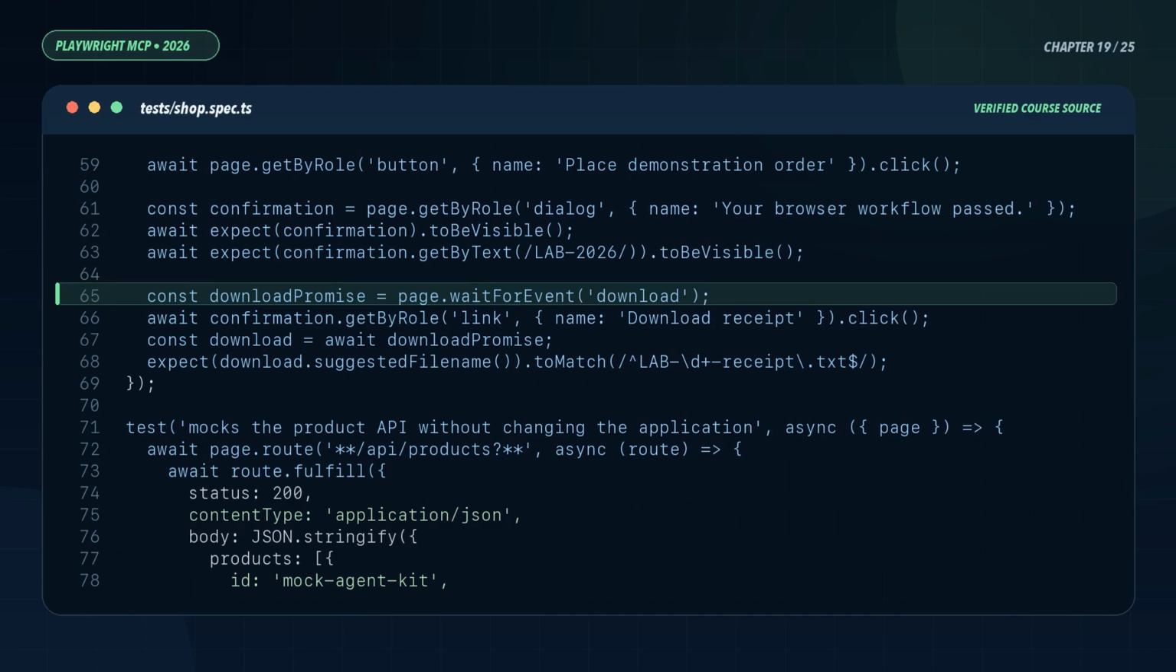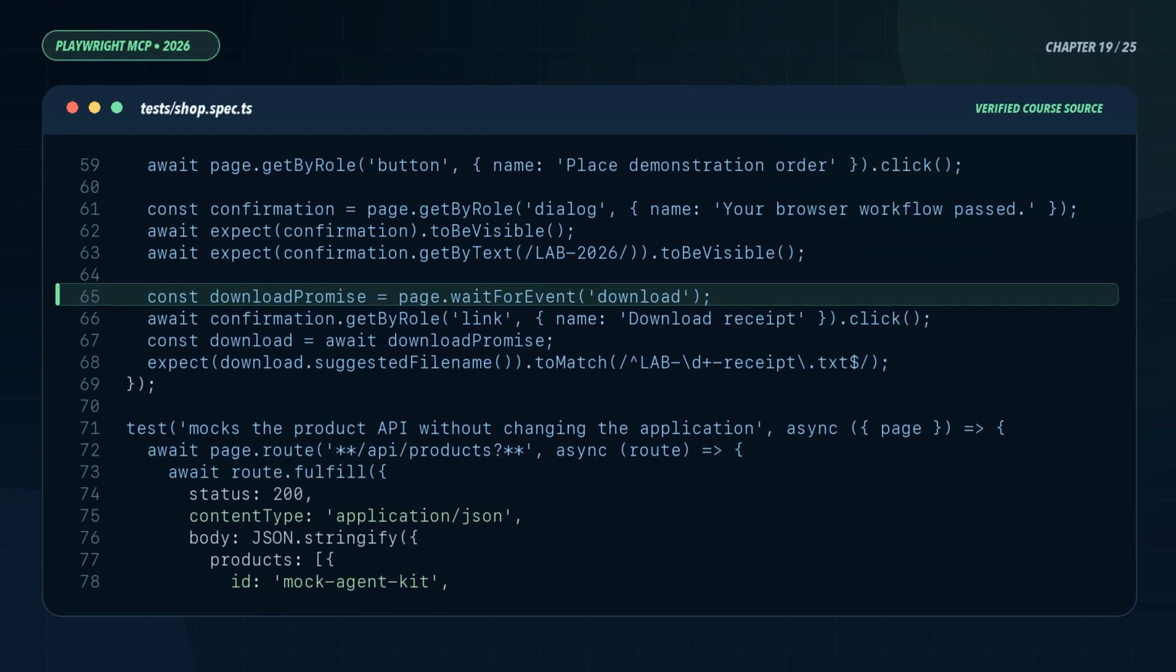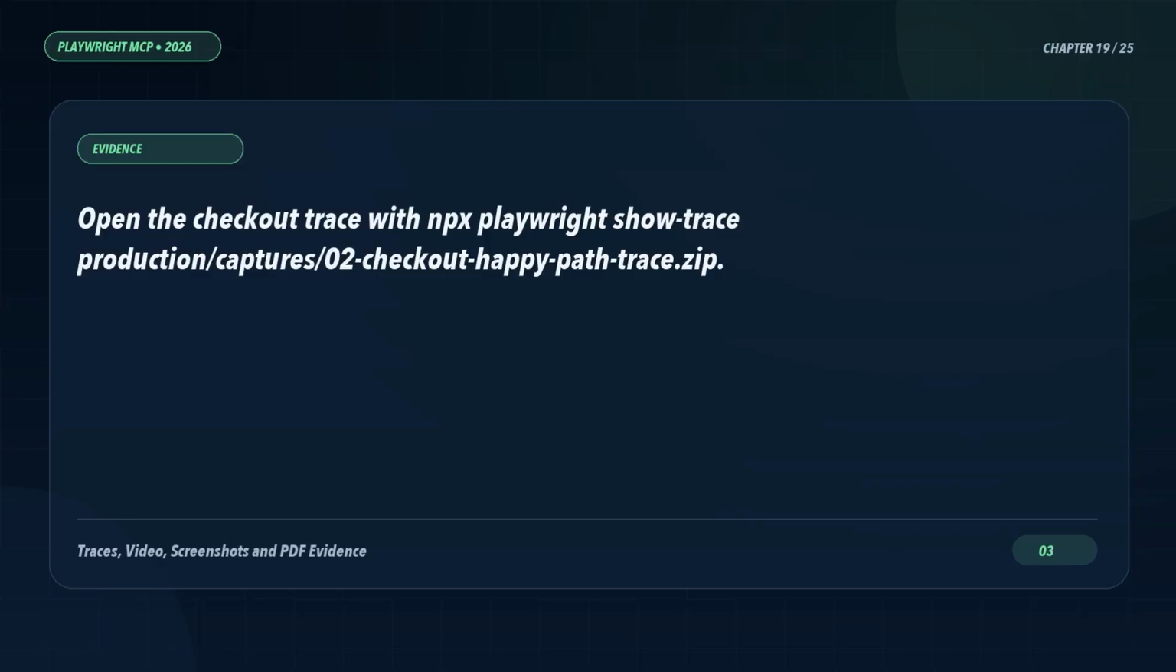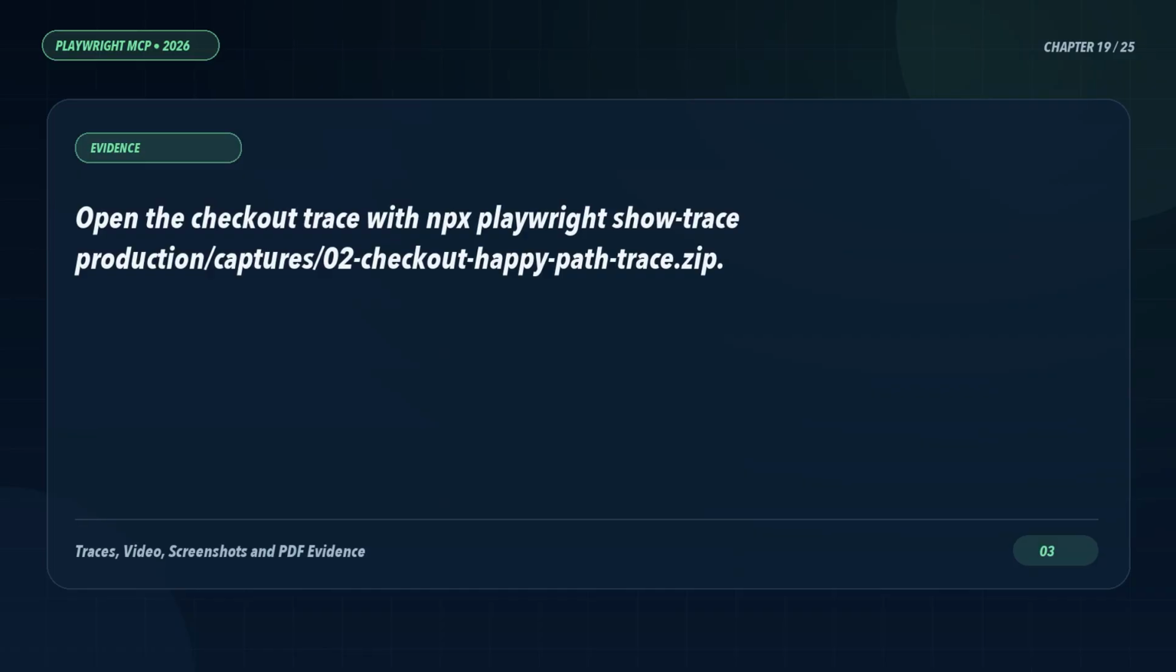Our recording script separately starts tracing around 2 planned demonstrations, which is why the repository contains a successful checkout trace and a network recovery trace, even though neither is a retained test failure.